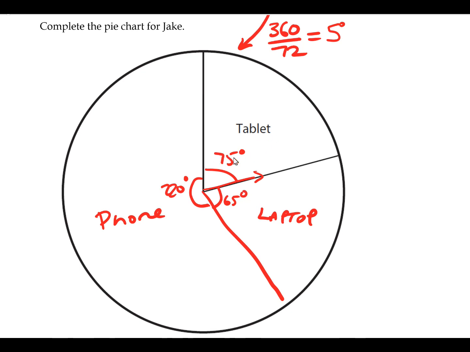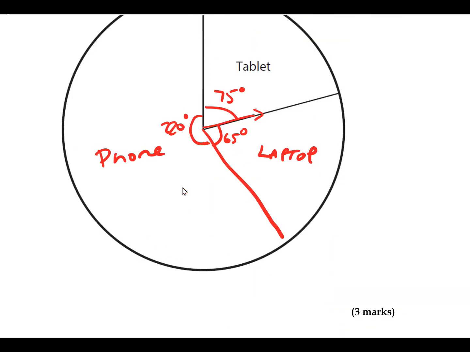So the tablet was already given to you at 75 degrees. We then plotted the laptop because it was easier to plot the 65 degrees. And then we finished off with the phone at 220 degrees. And that question was worth 3 marks.